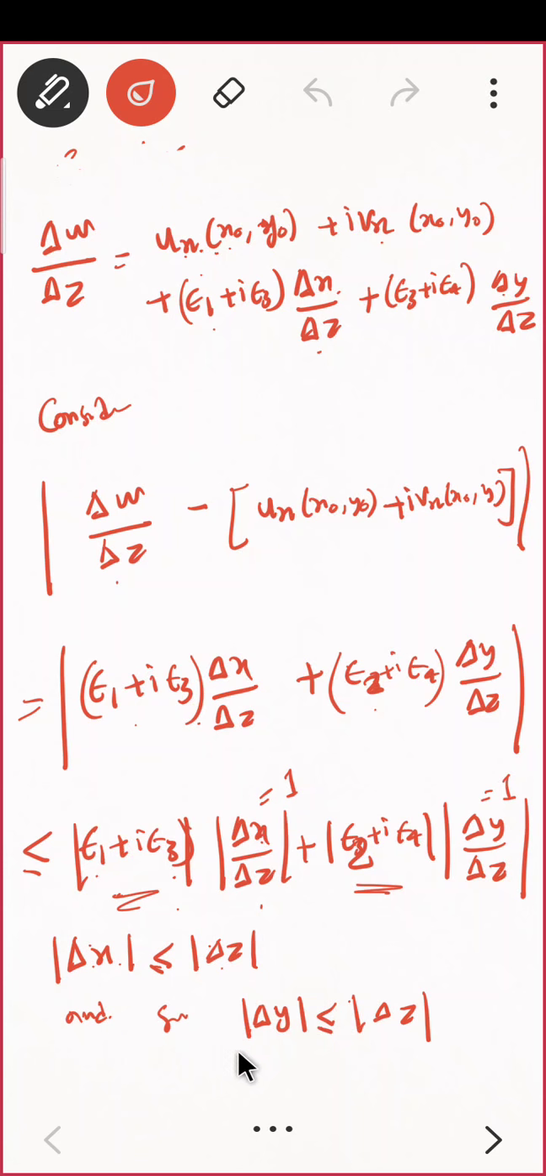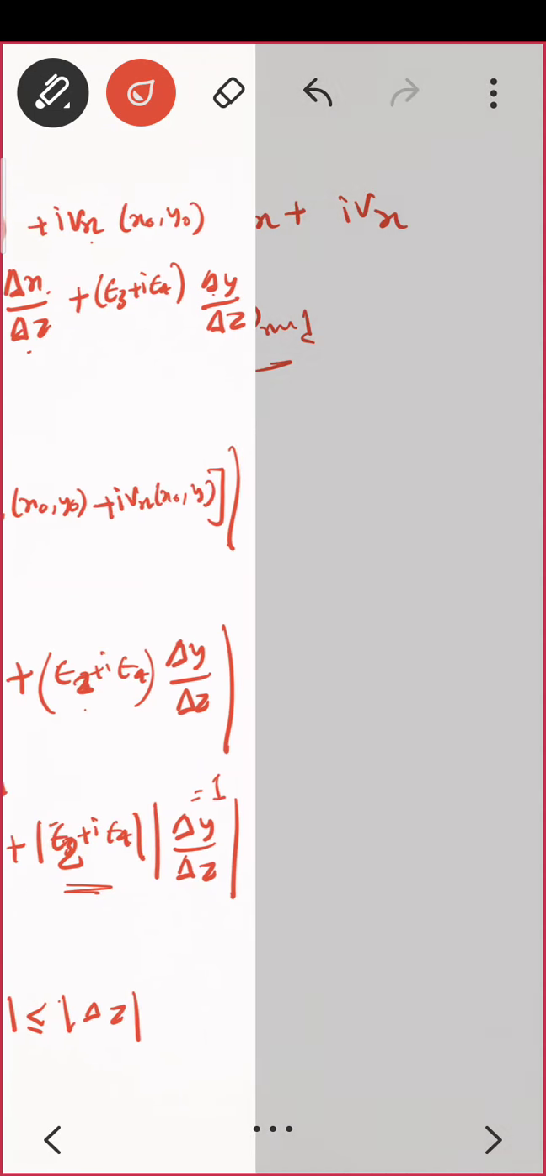You need to write something here, correct? This whole term tends to 0. That is also as I already told you. See, oh sorry, it is not here. I told you each of epsilon 1, epsilon 3, epsilon 2, epsilon 4, everybody goes to 0, correct? So this whole term goes to 0. So that's why this limit goes to 0 as z tends to z naught. Correct. So this is the proof.